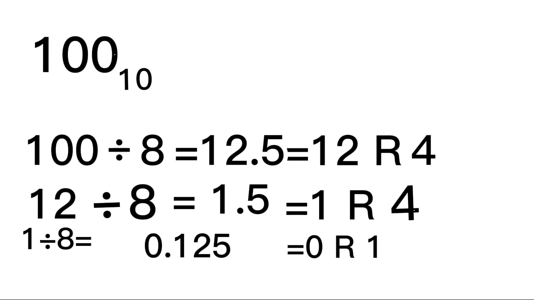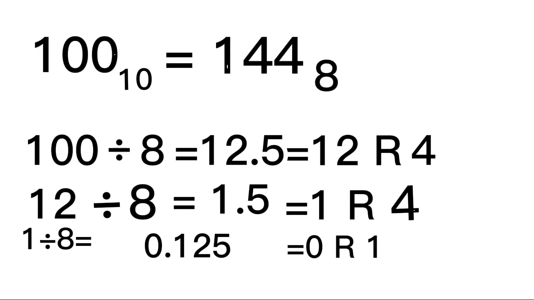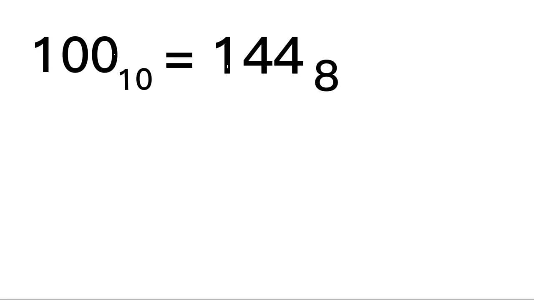Now the way to read your answer is you read it starting from the most significant digit to the least significant digit. So you read the remainders from the bottom to the top. So the first number is 1. After that, we have 4. Then lastly, 4. This is the base 8 system. So 100 in the base 10 system is equal to 144 in the base 8 system. So that is how you convert decimal to octal.